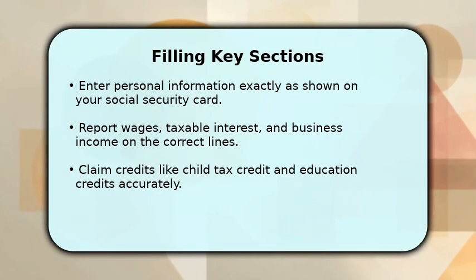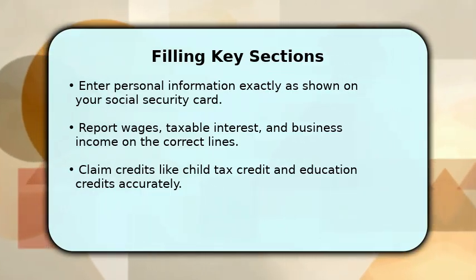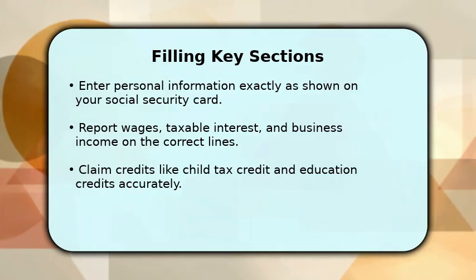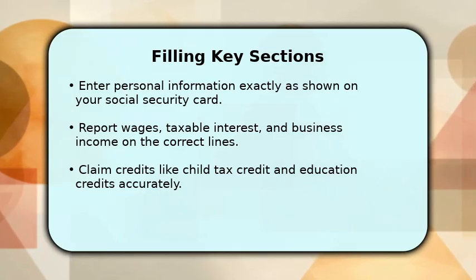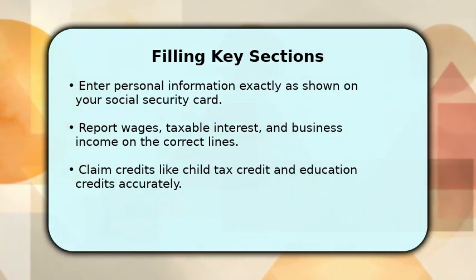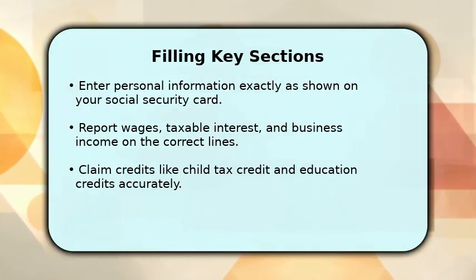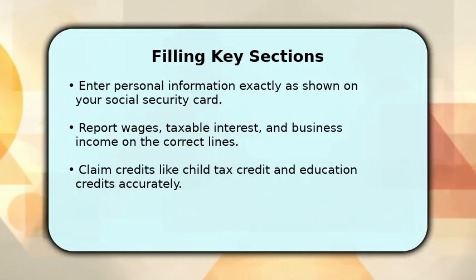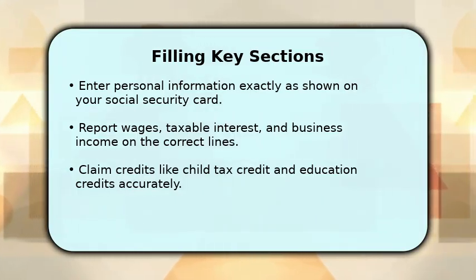When filling key sections, work line by line and read instructions for each box. Enter personal details, dependents, and filing status first. Then report wage income from W-2s and non-employee pay from Form 1099. Include taxable interest and dividends, record business income and expenses, apply applicable adjustments to income, calculate adjusted gross income, and double-check math and entries before moving to tax calculation and credits.